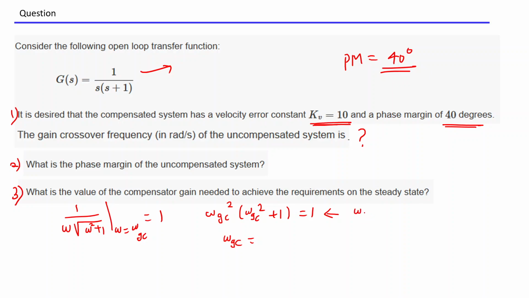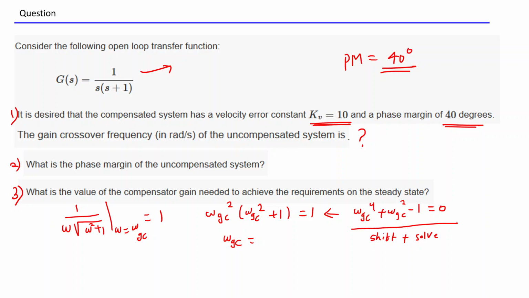This is a fourth order equation: omega gc fourth plus omega gc square minus 1 equal to 0. Write this equation in your calculator. Then solve for omega gc square. Always the negative term you have to discard; only positive terms you have to tell.